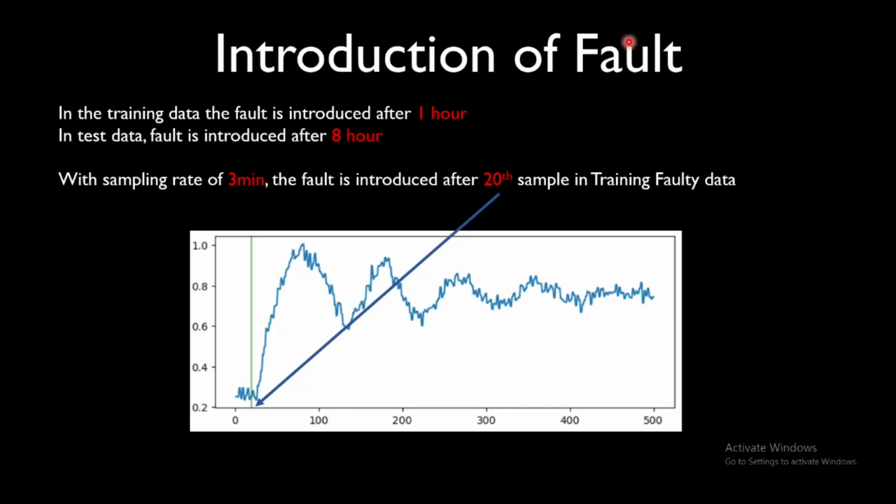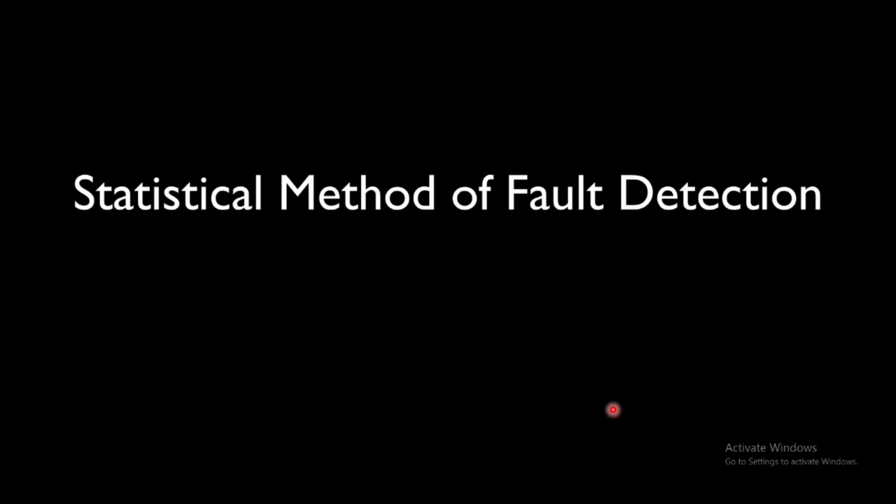Let's see the introduction of the fault. At what time was the fault introduced? In the training data, which we are going to concern ourselves with for now, the fault is introduced 1 hour into the simulation. What does that mean? The sampling rate was 3 minutes. If you divide 1 hour by 3 minutes, we get the 20th sample onwards. From there we get the fault. The green line represents when the fault has started, basically at the 20th sample. On the x-axis, you have the sample number, not the time. All right.